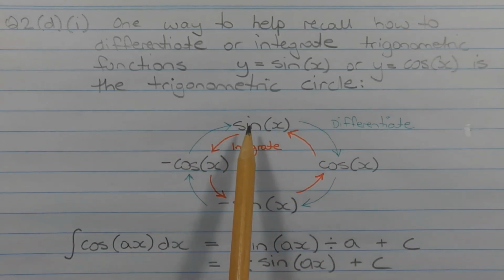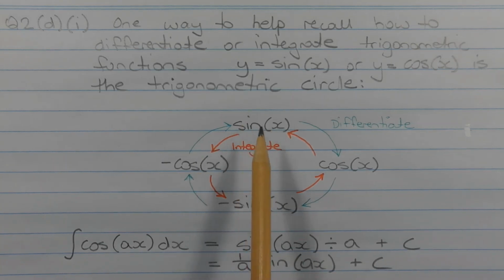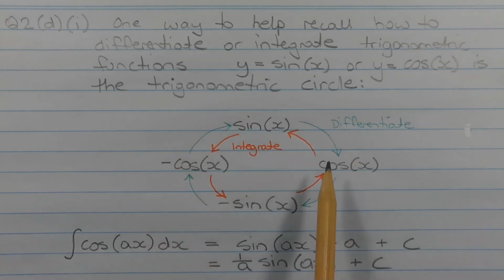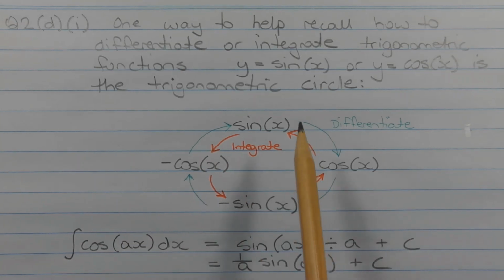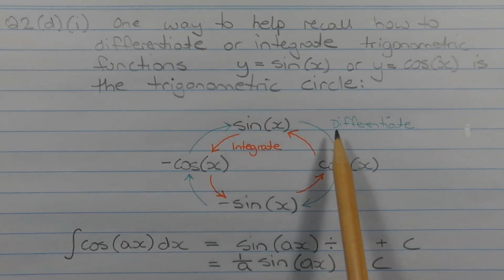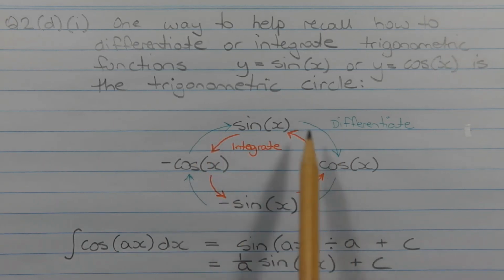We start off by writing sin x at the top of the circle, and then going clockwise, we write cos x, and then negative sin x, and then negative cos x. Then it returns back to sin x here. Now going forwards or clockwise is differentiating, and going anti-clockwise or in reverse is integrating.